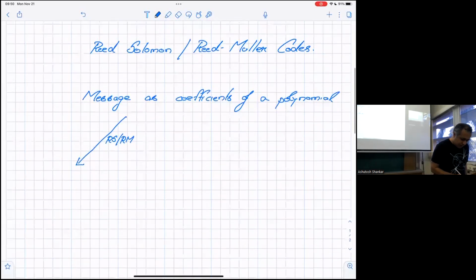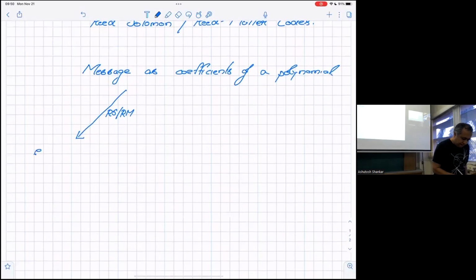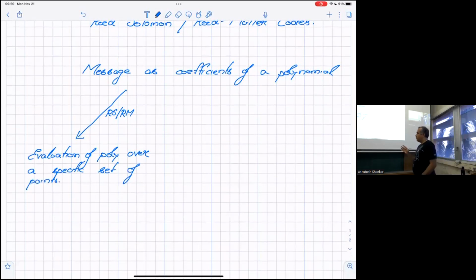It was just the evaluation of the polynomial over a specific set of points. In the case of Reed-Solomon, from what we've seen, it could be an arbitrary set of points. Sometimes we work with F_q or F_q star, but most of our results work for an arbitrary set of points. For Reed-Muller, typically these are product grids. We could work over the entire F_q^m, but the product grids were what we used.